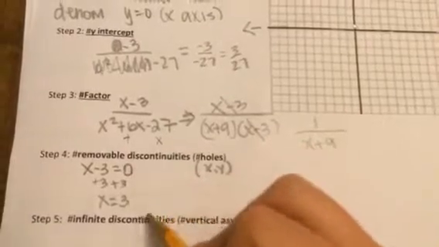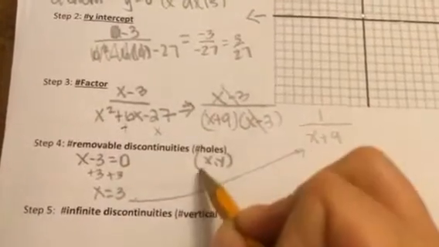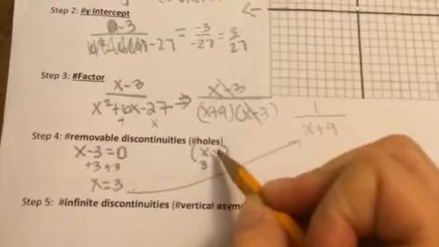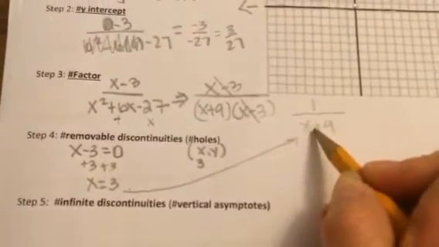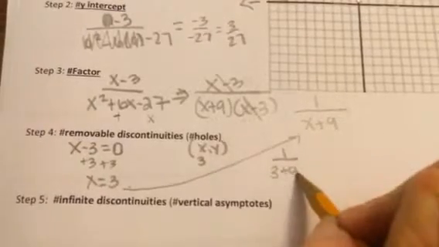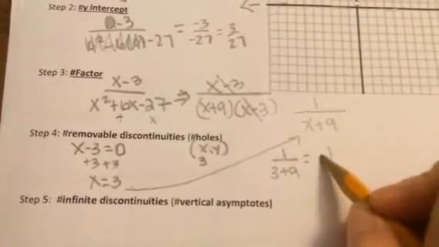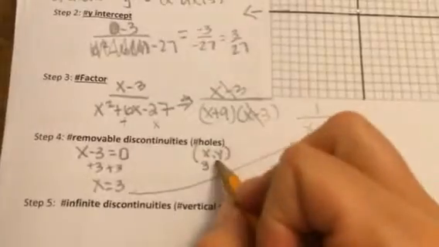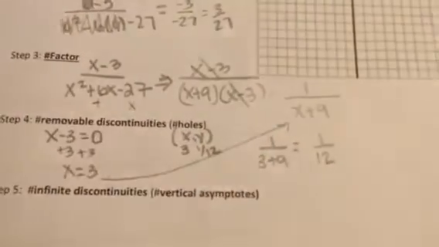Then once you get that, you're going to plug that x. So that's our 3 again for our hole. That's our x value. You're going to plug 3 into your simplified polynomial. So 1 over 3 plus 9. And that's 9, 10, 11, 12. So you get 1/12. So now our hole is right here.